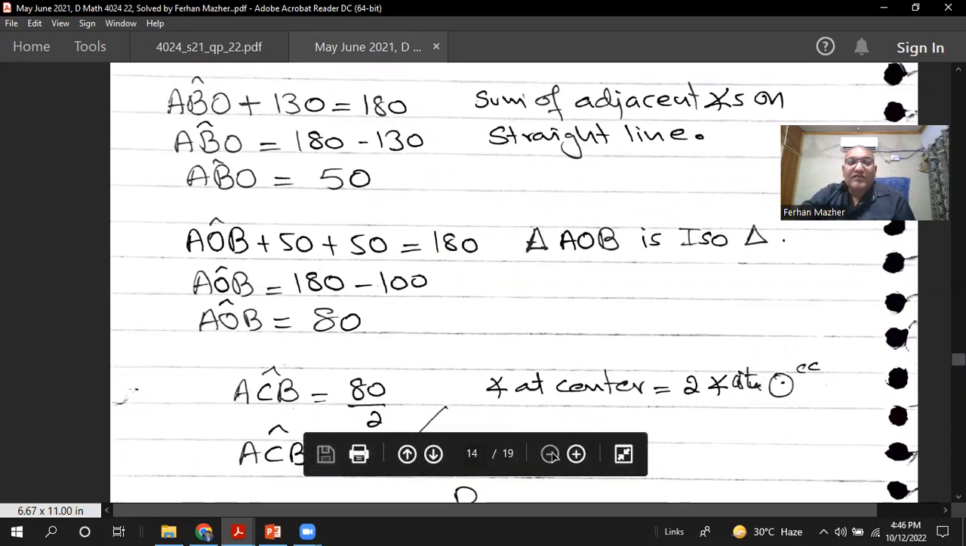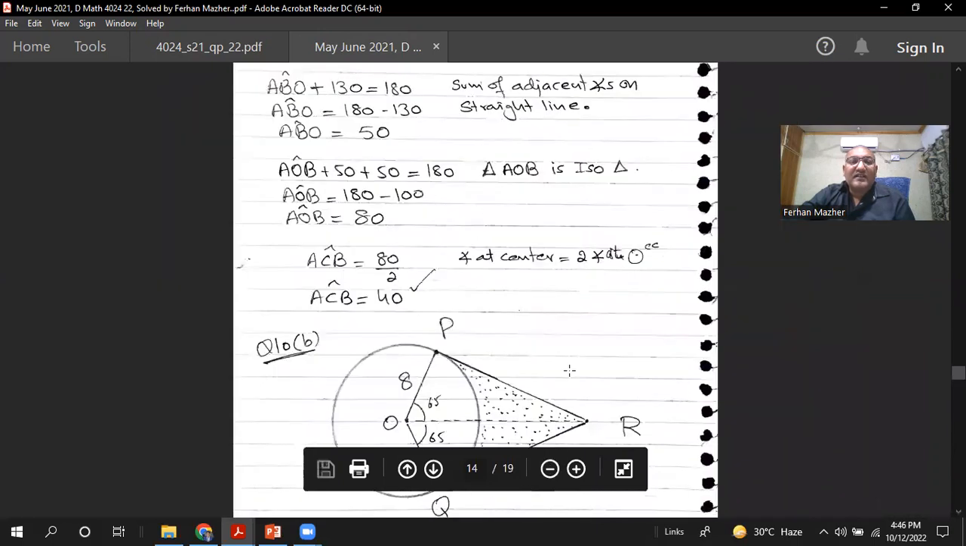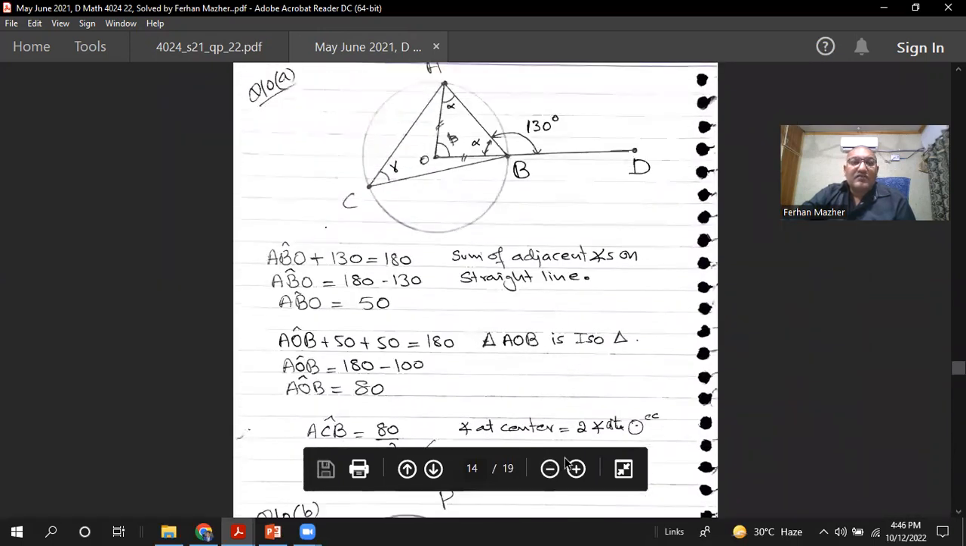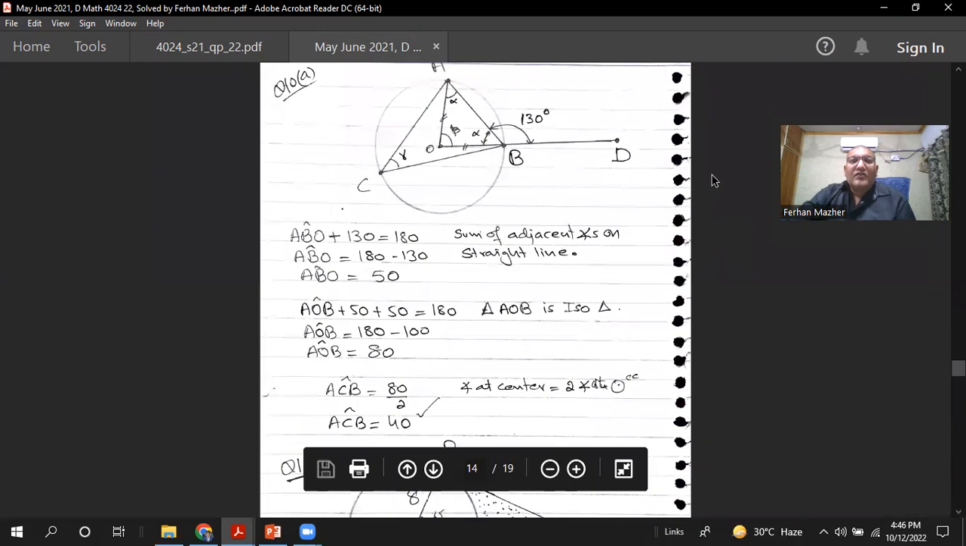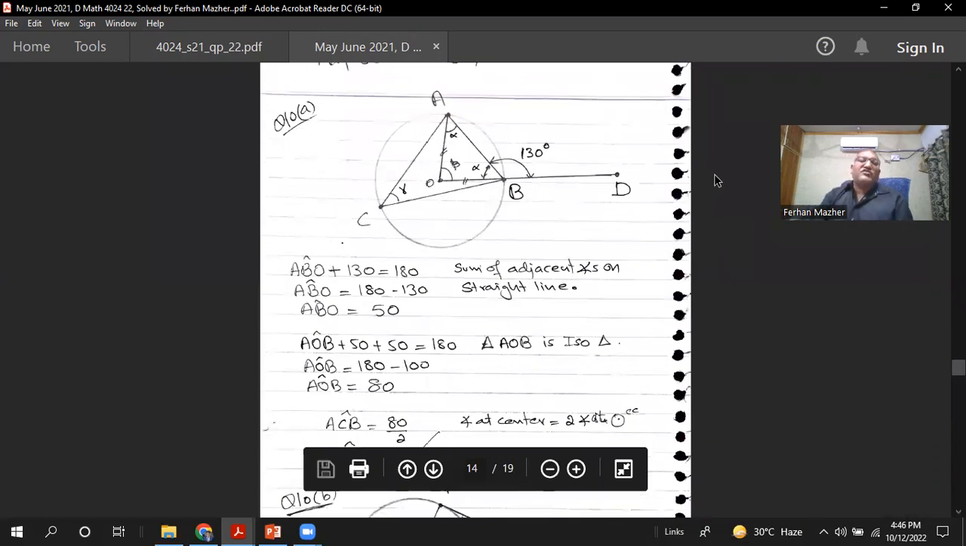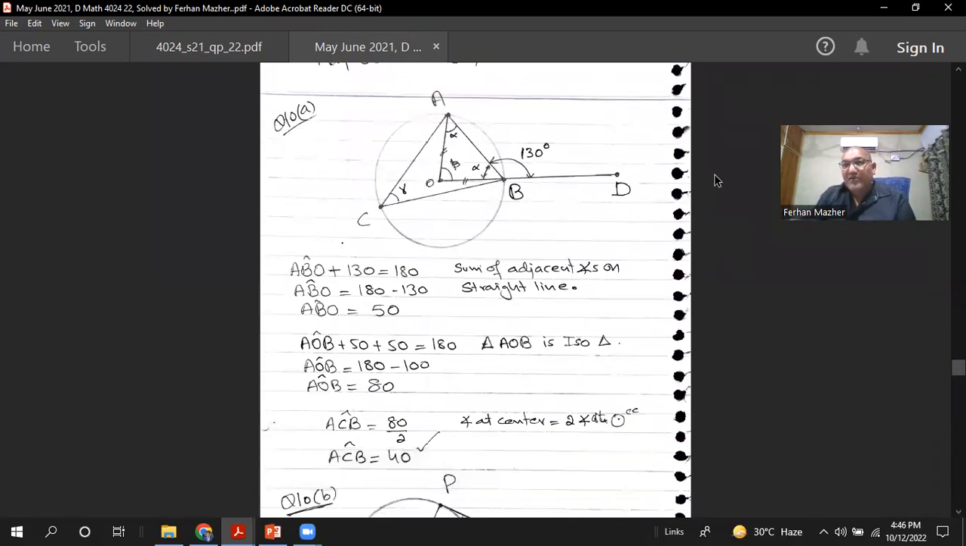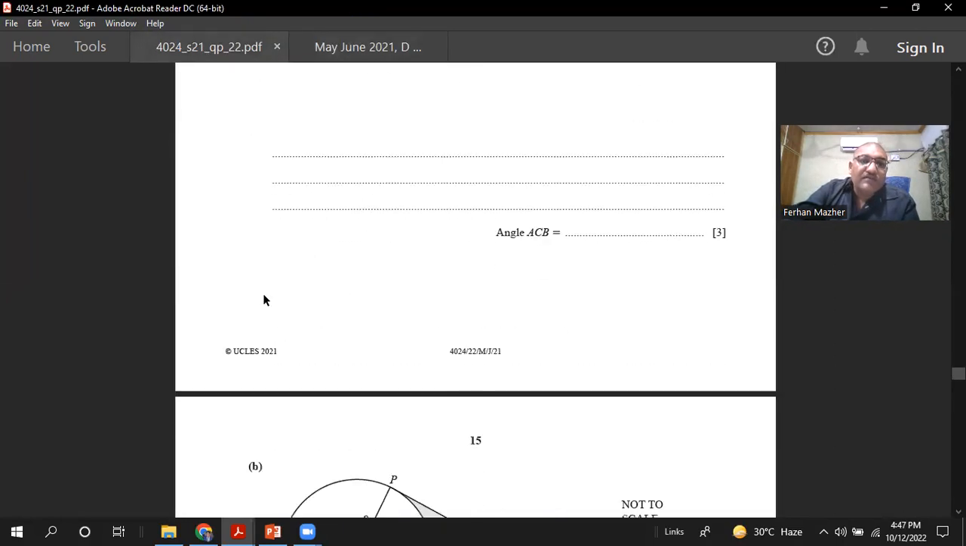Let me reduce so you can see the whole question together. Hopefully you can see the whole question together now, and you can pause the video and look at the diagram and the solution together. It was an easy question.